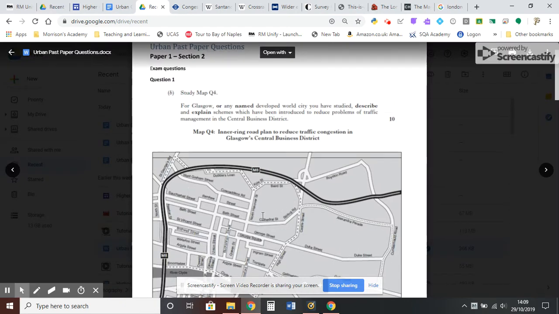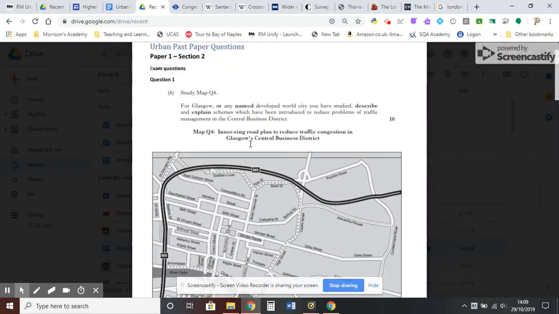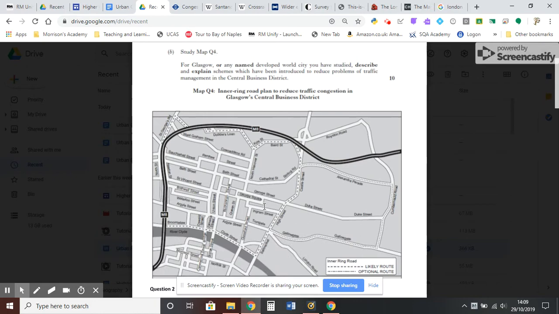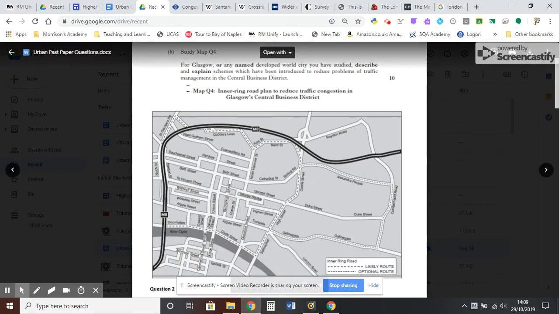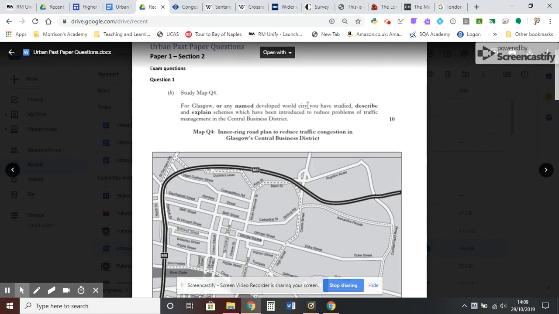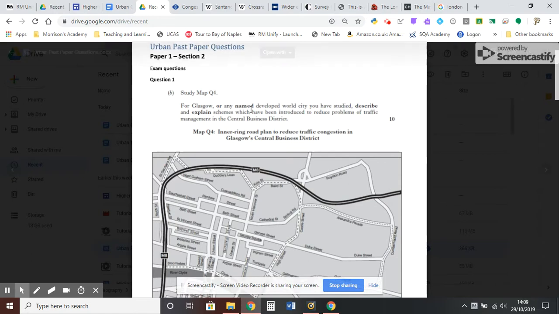You might get some kind of resource. In this case, there's a resource for Glasgow. Whenever you're given a resource from a city, don't be fooled into thinking you have to talk about that city. The question does say for Glasgow or any named developed world city you've studied. Describe and explain schemes which have been introduced to reduce problems of traffic.